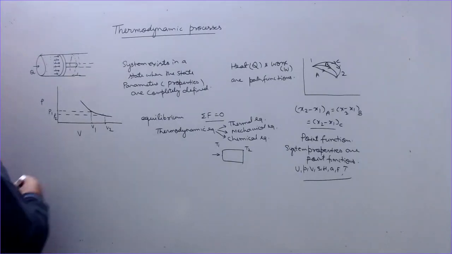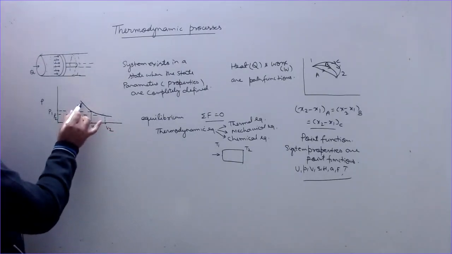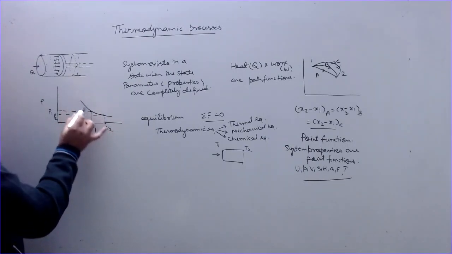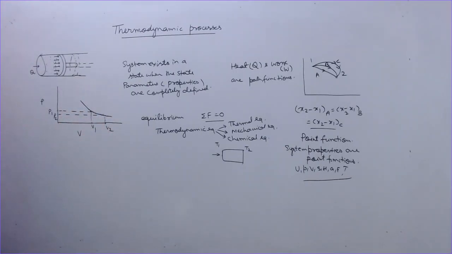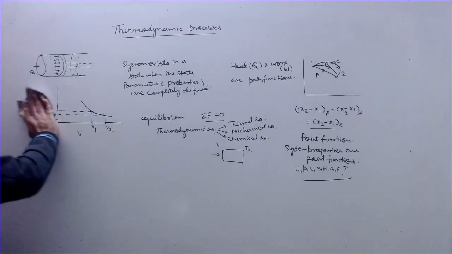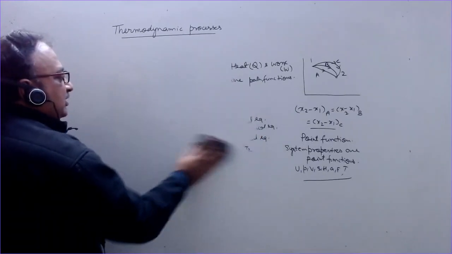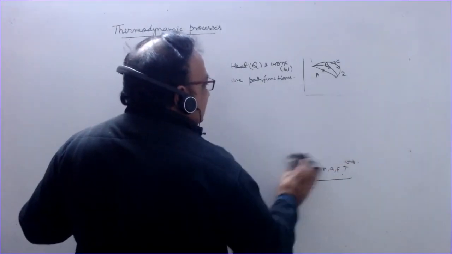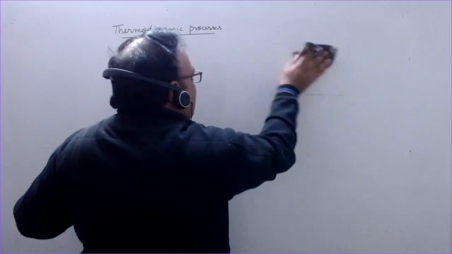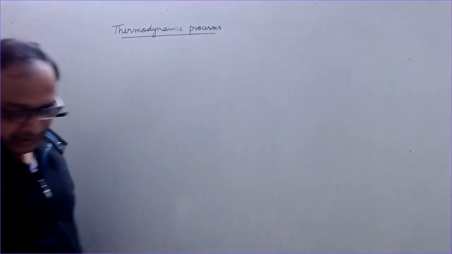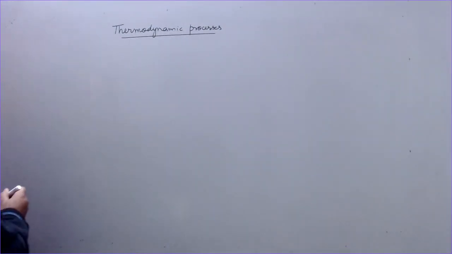So if this process is occurring in such a way that we get a continuation of these equilibrium states, and when we join these, then we get the thermodynamic process. So this is the basic of a thermodynamic process. Now let us discuss the various types of thermodynamic processes. Here I am talking about the ideal system, where there is no loss of energy in friction. Actually there are losses of energy.